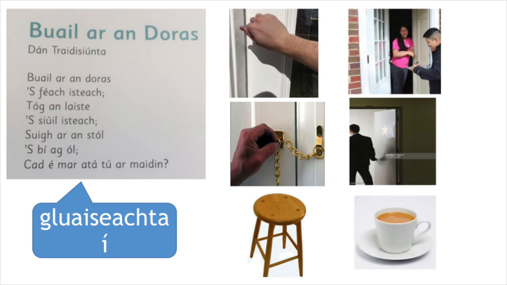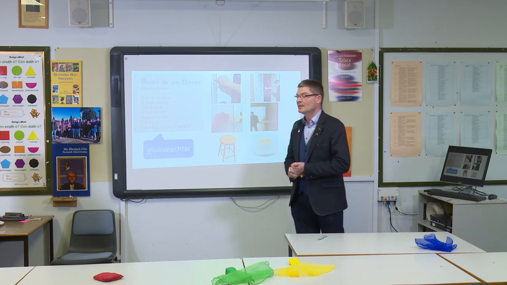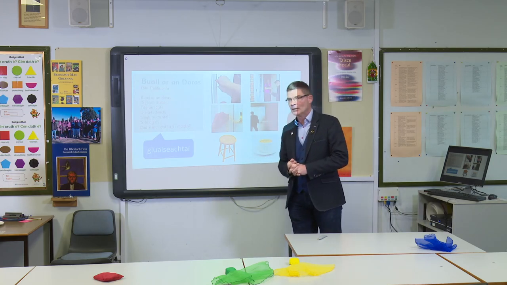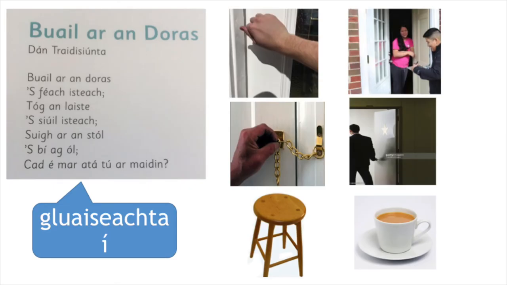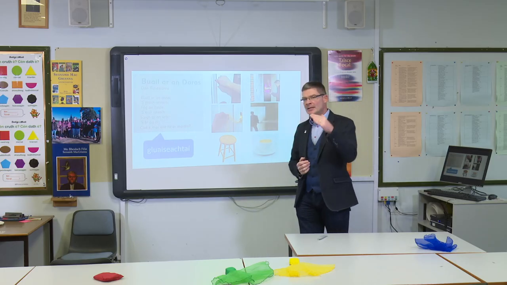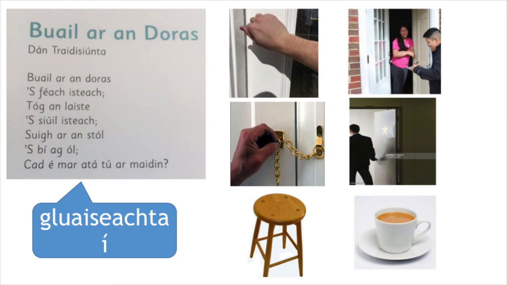Now, this is a little poem, again reinforcing the commands that we've been learning earlier on. So we'll try reading it together. Bualadh bos, is féach isteach. Tóg an lasta is siúil isteach. Suigh síos is bí ag gáire. Cén chaoi a bhfuil tú ar maidin?